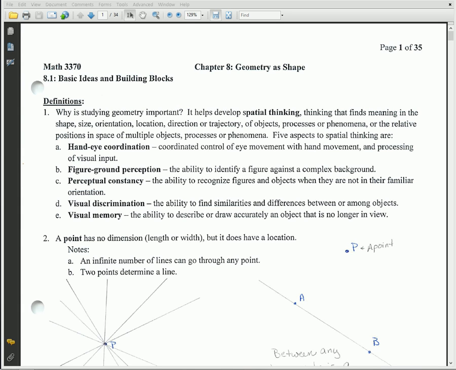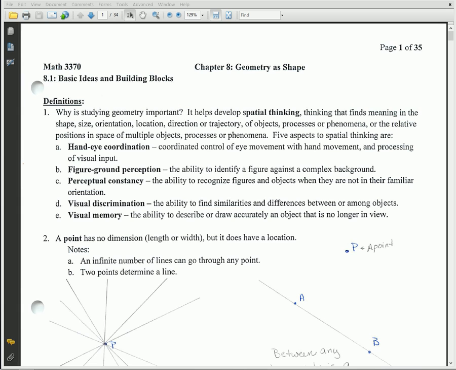And you can't see me because I'm doing this as I'm talking and you can only hear me, so it's kind of funny. The next is how to identify a figure in a background, so a picture on a wall, how to identify a shape out of a cloud, that type of stuff. Next is the ability to recognize figures or objects when they're not in a familiar orientation. So, being able to see a cone, whether it's upside down, right side up, or sideways.